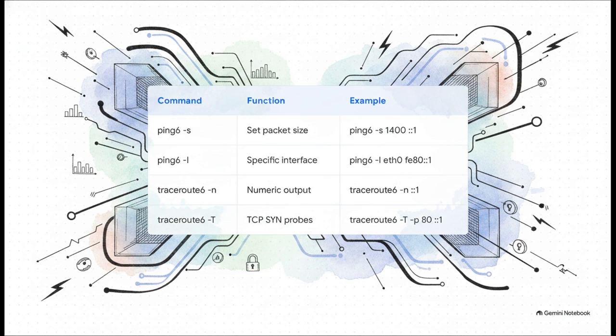You also need to know your ping6 and traceroute6 flags. The -s flag for ping6 is brilliant. It lets you manually set the packet size, which is exactly how you diagnose those tricky MTU issues we talked about earlier. And for traceroute6, the -T flag is pure gold. It uses TCP SYN probes instead of the default UDP or ICMP, which lets you trace routes right through stubborn firewalls that just love to aggressively drop standard ICMP traffic.